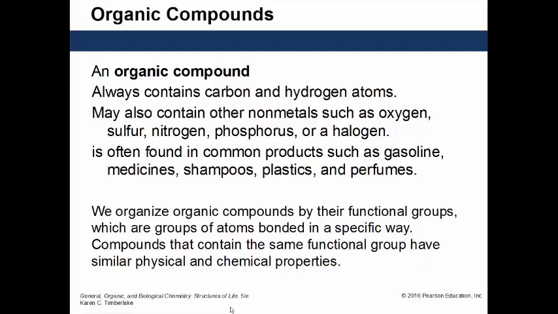And we organize organic compounds by their functional groups. These are how atoms are bonded in a certain way. If they're bonded in a certain way, then they get particular names, like alcohols or aldehydes or ketones and so on. And compounds that are found in the same functional group have similar physical and chemical properties.